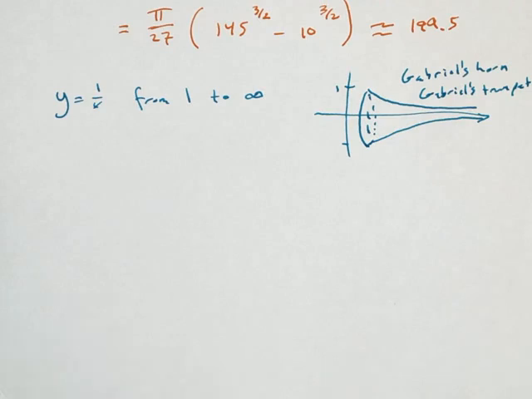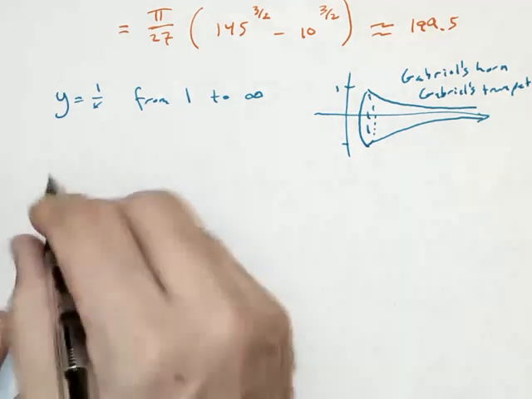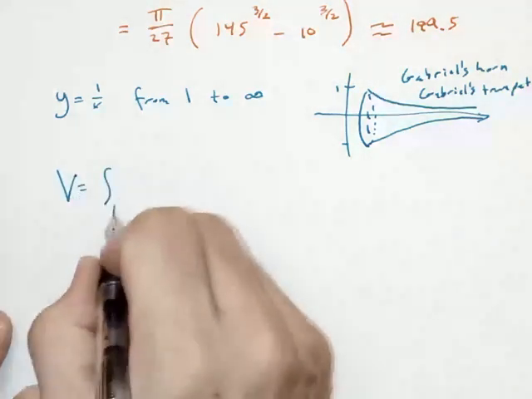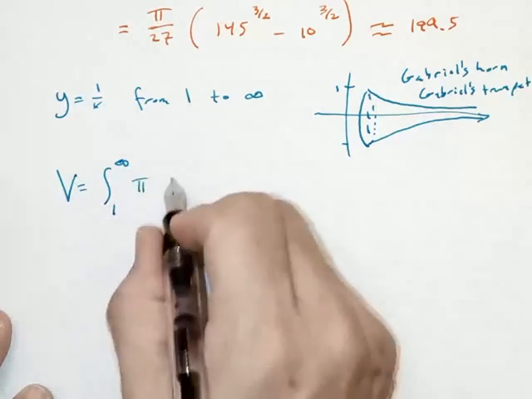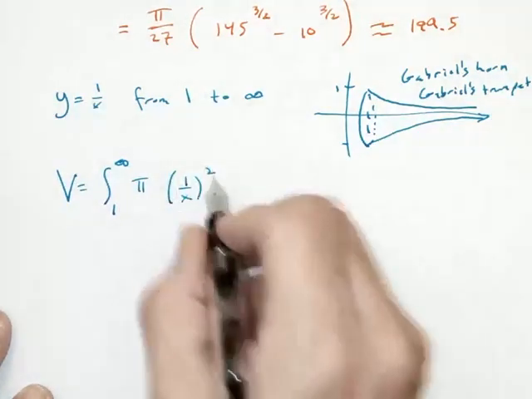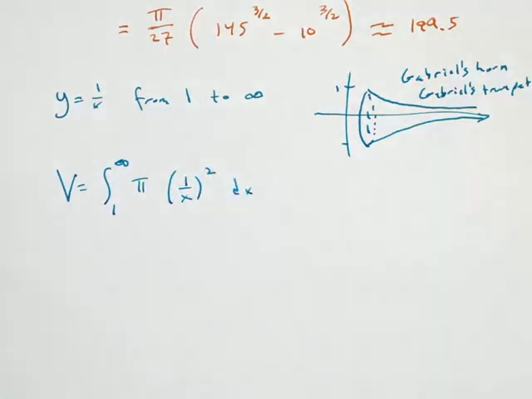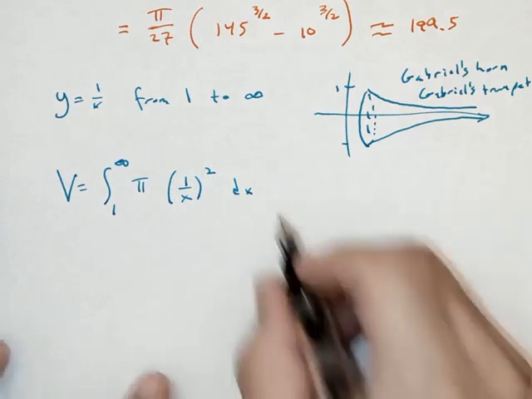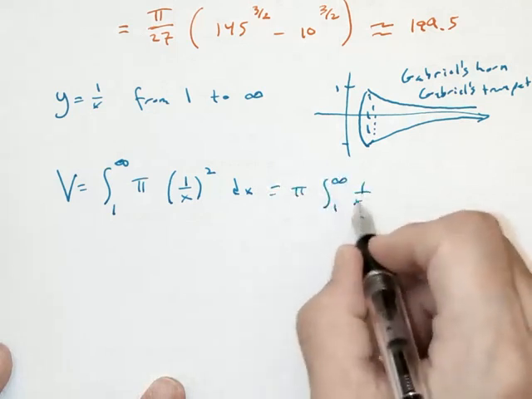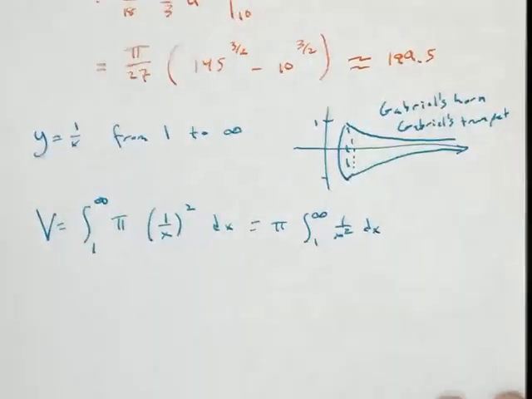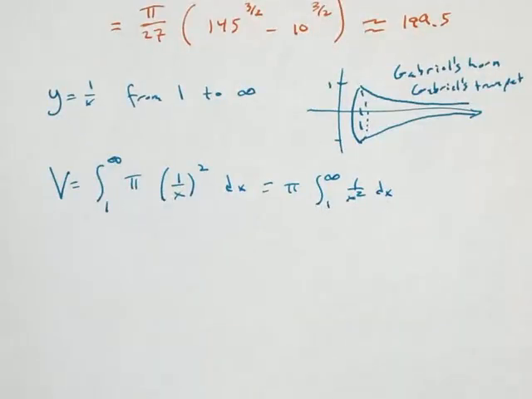Chapter 6, section 1. If I rotate, I get a disk for a cross section. The volume is the integral from 1 to infinity, pi times 1 over x squared dx. I know how to do integrals with infinity. And I even know that one is going to converge. Why do I know that one converges?